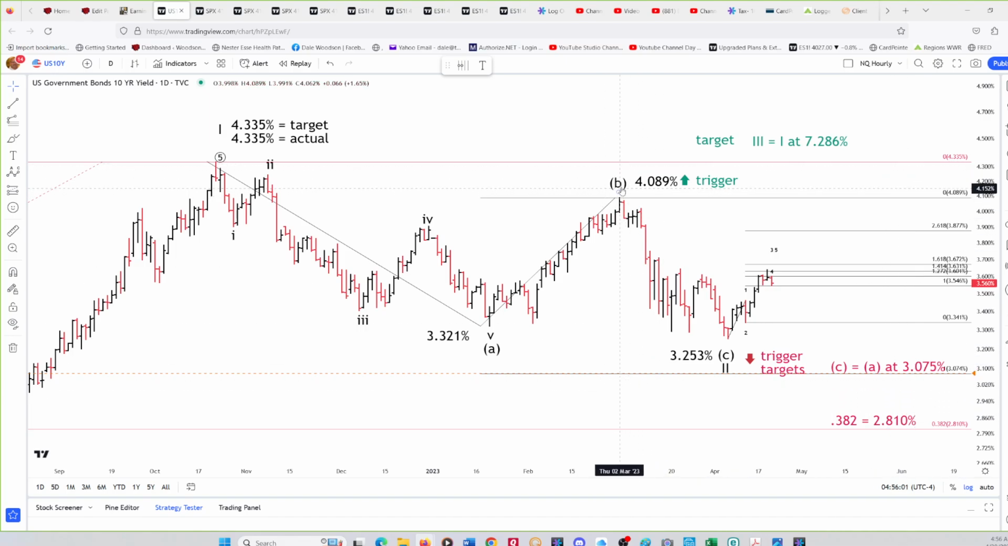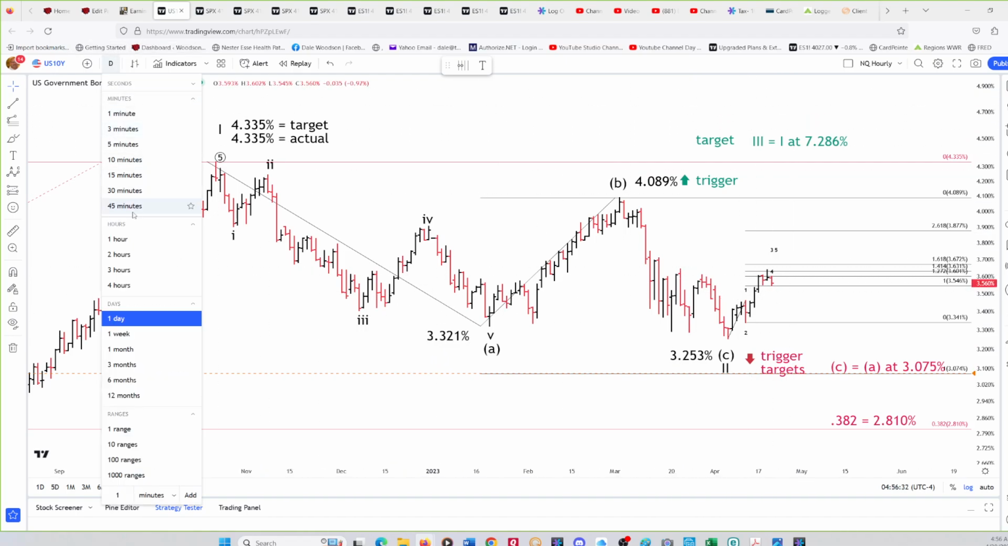Okay, a move above this B wave high signifies that this wave 2 low is complete, and wave 3 equals 1 at 7.286%. Okay, that will be verified when this 4.335 is taken out. That'll be the first clue. That'll be verification. Okay, so we'll see if this wave C and 2 holds here at 3.253, and this is what we're going to look at now.